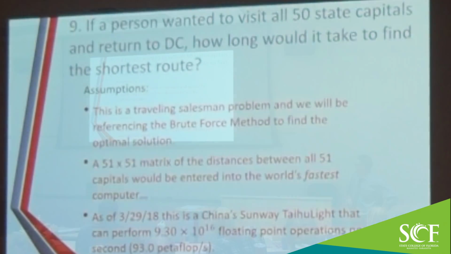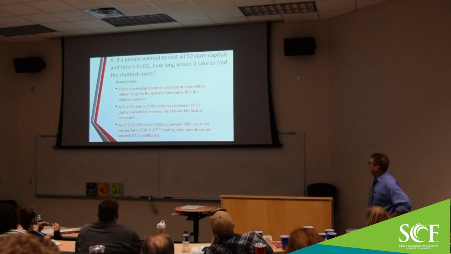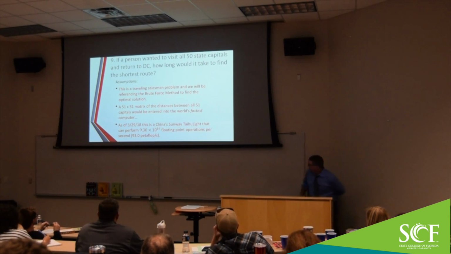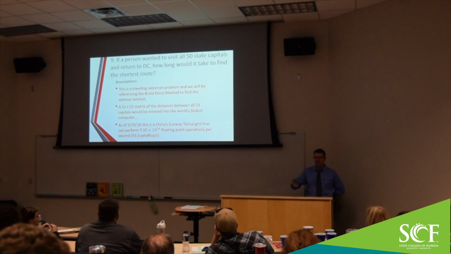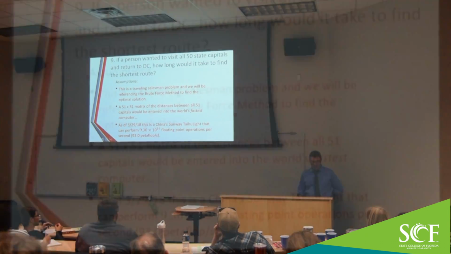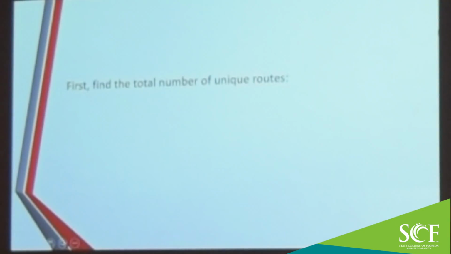As of a couple weeks ago, China's Sunway TaihuLight can perform 93 petaflops. Every 6 months they upgrade. There's a list of the top 500 computers on Earth as far as how fast they are. So here's what we do.